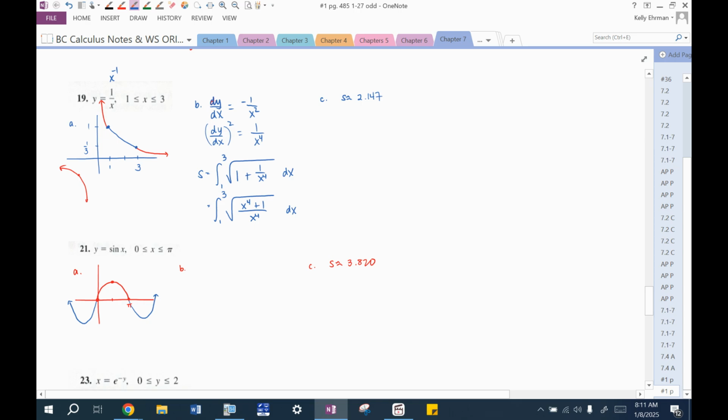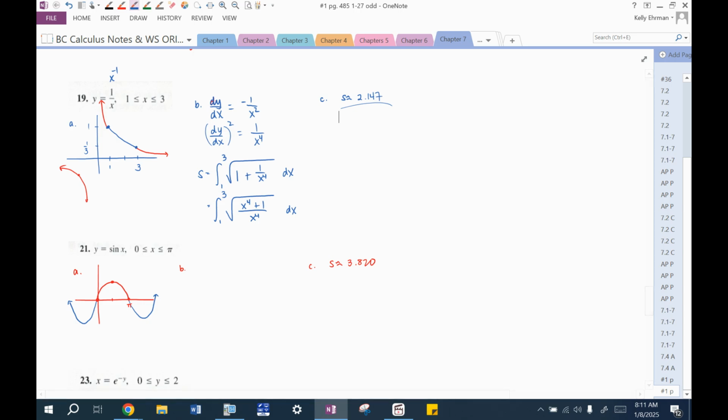So u sub doesn't work when there's more than a 1 degree difference between what you're using for u and what else is left outside of the function. Like we'd have an x squared instead of an x cubed. And then this was the answer I got when I typed that in.